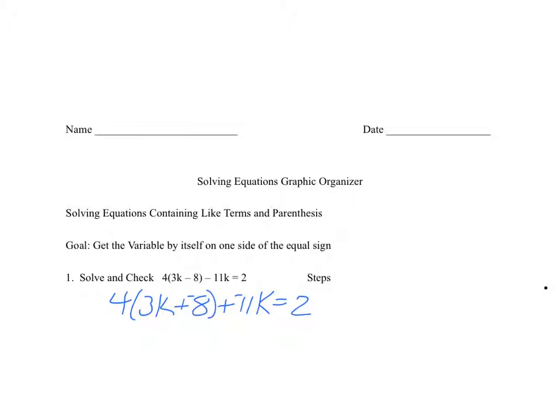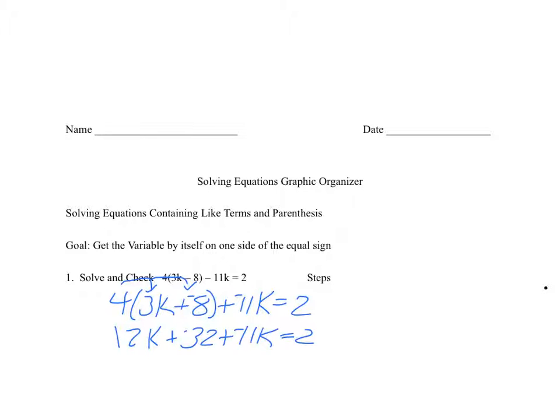The next step in the process is going to be to distribute through the parentheses. So that 4 is going to go to the 3k and to the negative 8. So 12k plus negative 32 plus negative 11k equaling 2. The negative 11k and the 2 were not inside parentheses, so therefore I don't actually need to distribute the 4 to them.